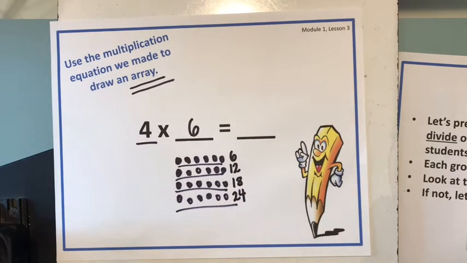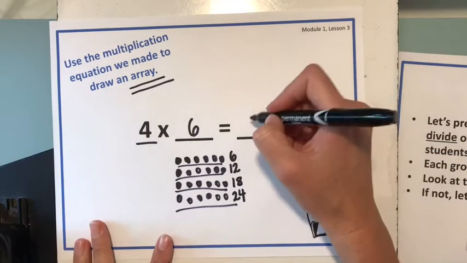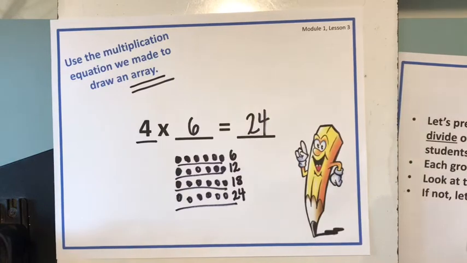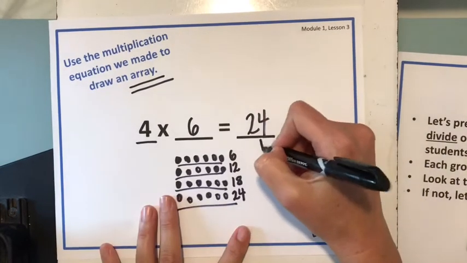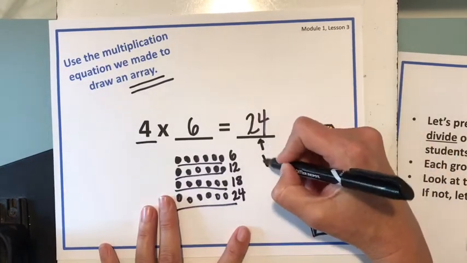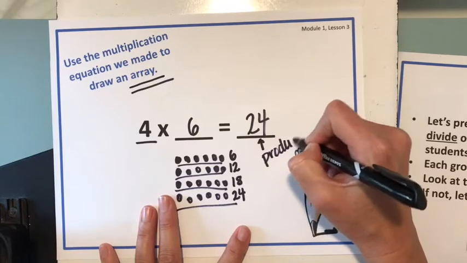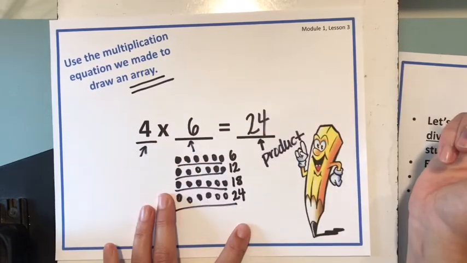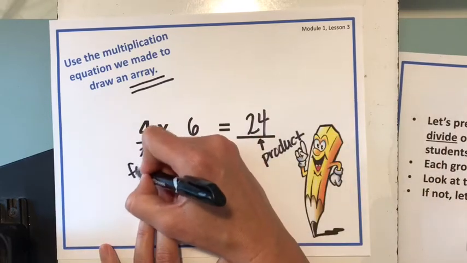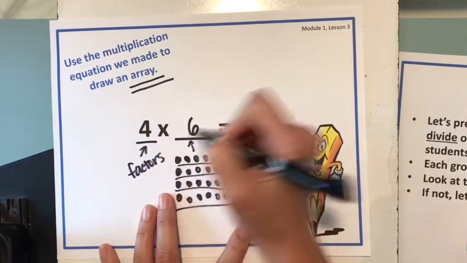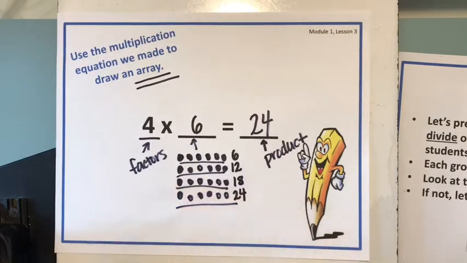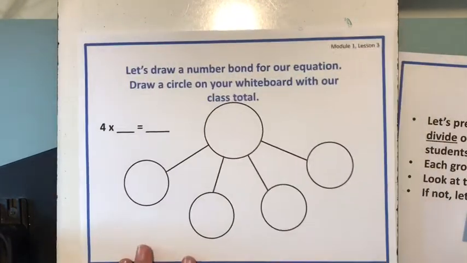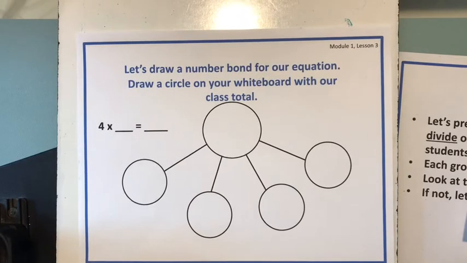All right, so our total is what? 24. Okay, so that is called our what? Do you remember, our total is also called our product? And these two, these are called what? Factors. All right, now we're going to go a step further. One step further. Now let's draw a number bond.